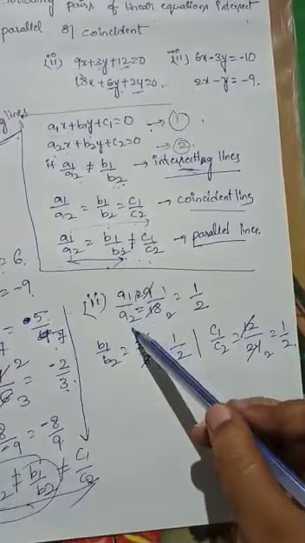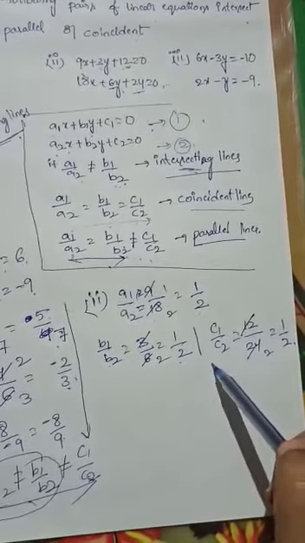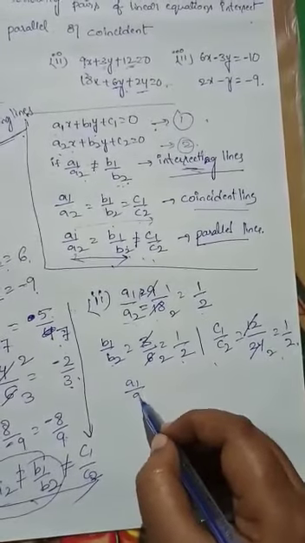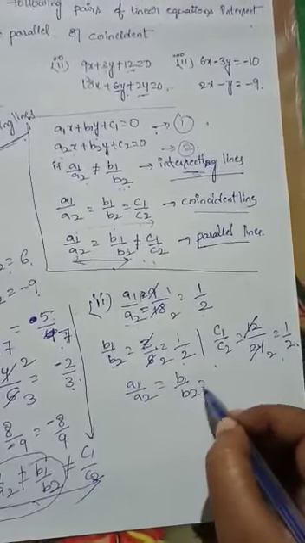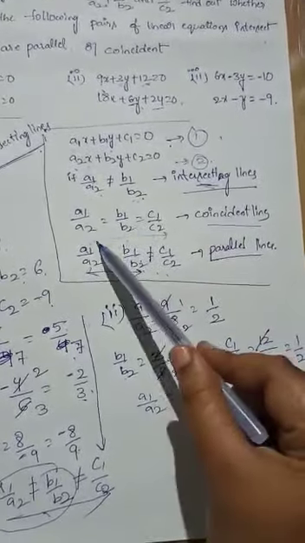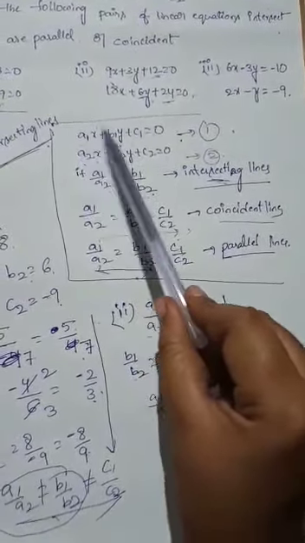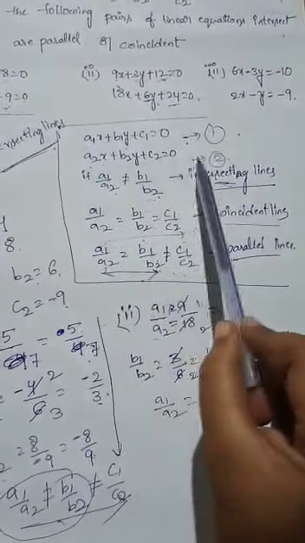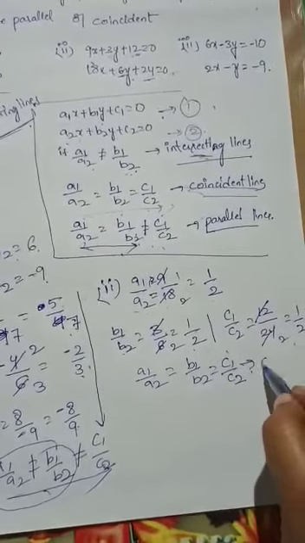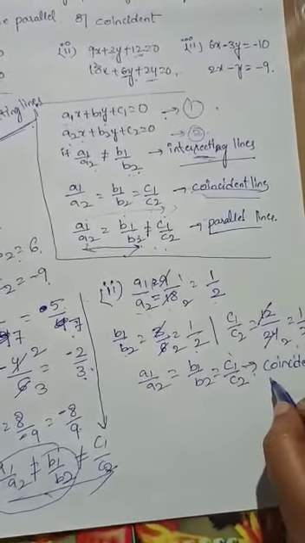See these ratios: a1 by a2 is 1 by 2, b1 by b2 is also 1 by 2, and c1 by c2 is also 1 by 2. So these three ratios are equal: a1 by a2 equal to b1 by b2 equal to c1 by c2. Then, by this relation, these two linear equations are coincident lines. The given pair of linear equations are coincident lines.